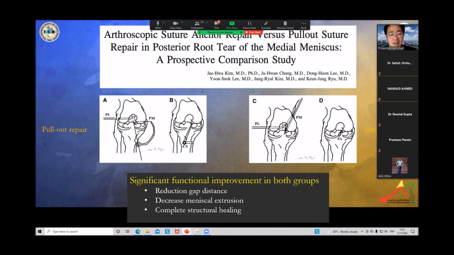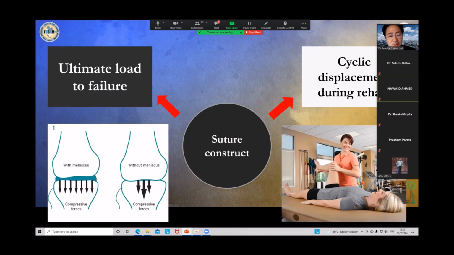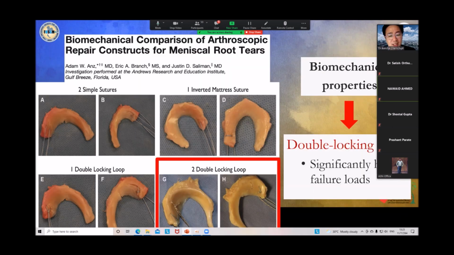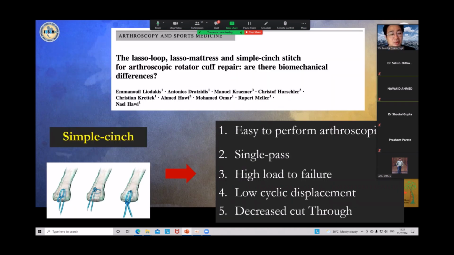From the study, they found that the suture anchor has better biomechanical properties, but the suture construct is still controversial. In this article, they propose that the double locking loop is the best loop and has better biomechanical properties. The simple cinch is also not too bad. From this article, it's easy, simple, single pass, with high load to failure.